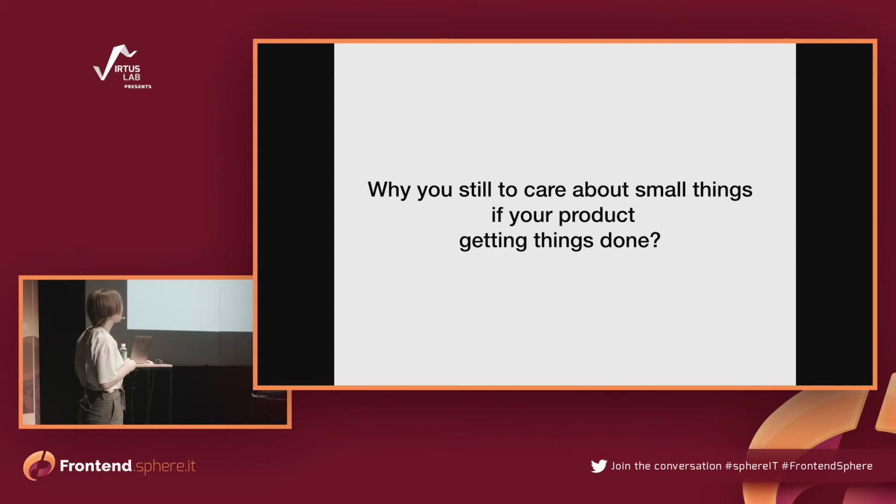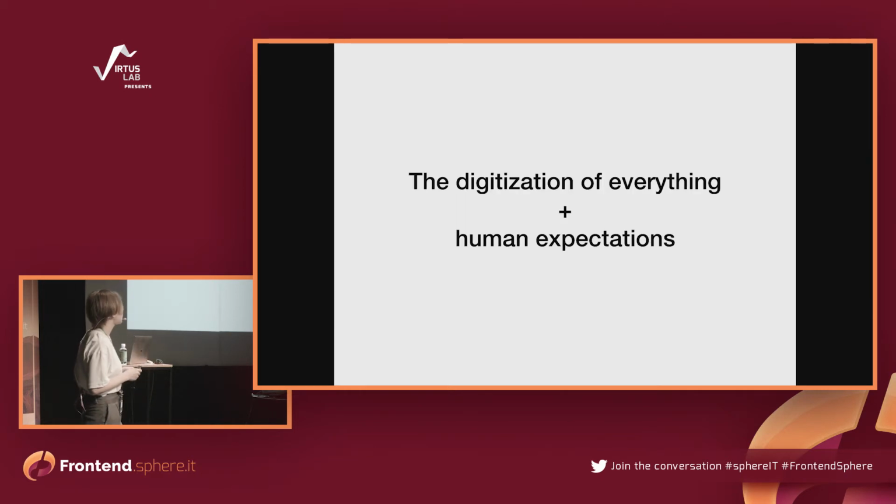So why should you still care about small things in your product if your product gets things done? Because lots of people who create things are absolutely sure, and absolutely right, that things should just get done. And all of the small things, like design colors, the construction of the page, the notifications, it's okay to have them, but it's also not okay to not have them. And the answer for this is human expectations.